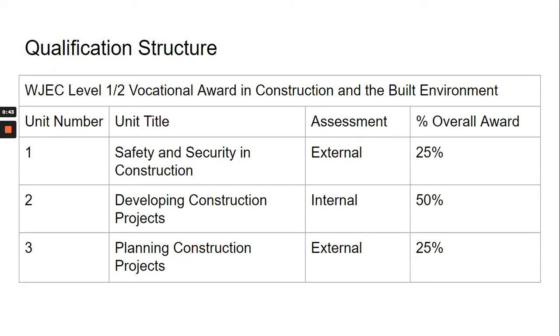The award is made up of 3 units. Each one is examined separately. Units 1 and Unit 3 are external exams, so you will sit an online test at the end of Year 10 and then a resit opportunity at the end of Year 11, and they will make up together 50% of the overall award. The other 50% is the developing construction projects, the practical element, which is internally assessed and then moderated by the exam board.